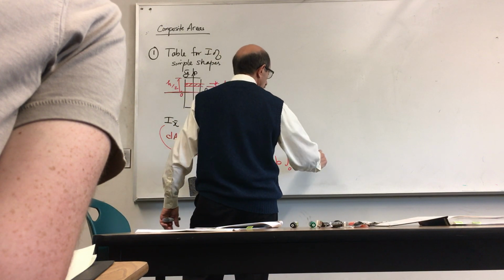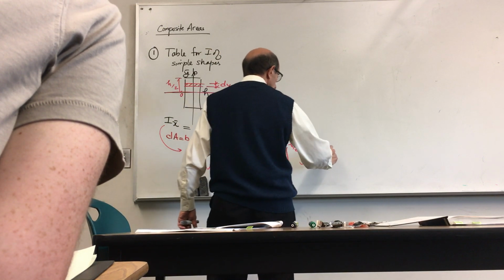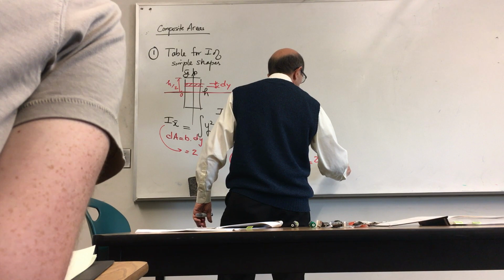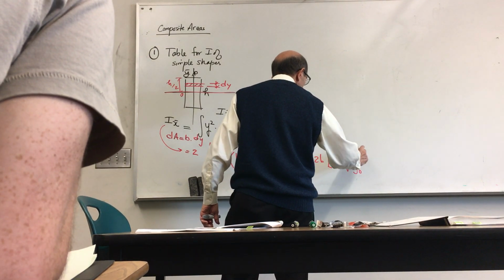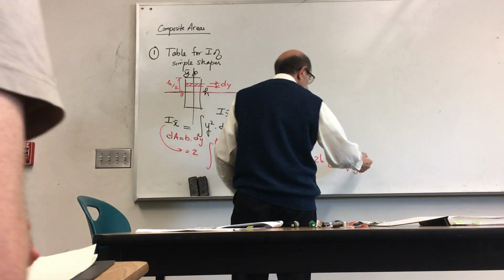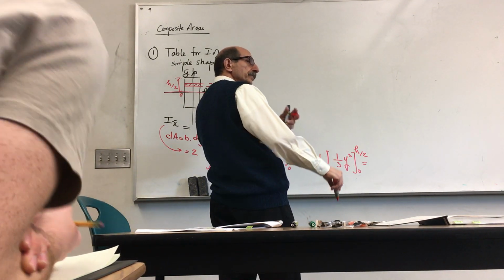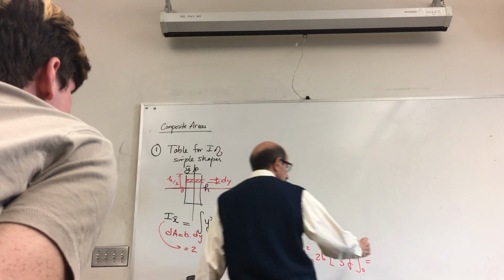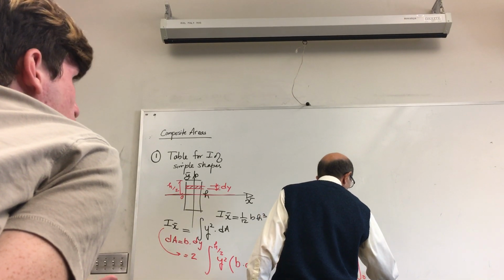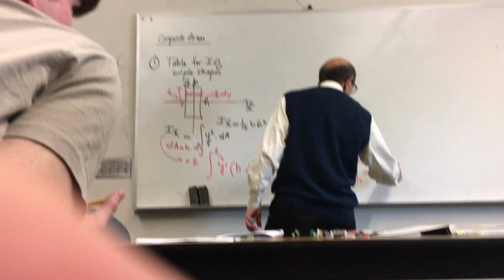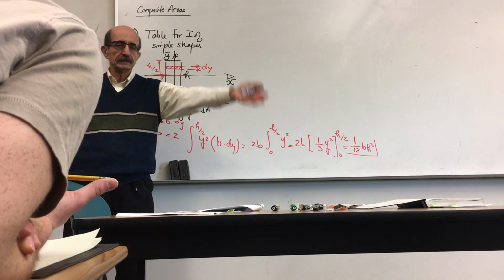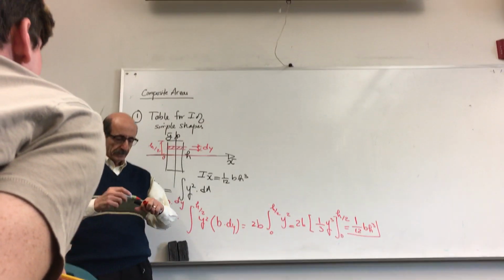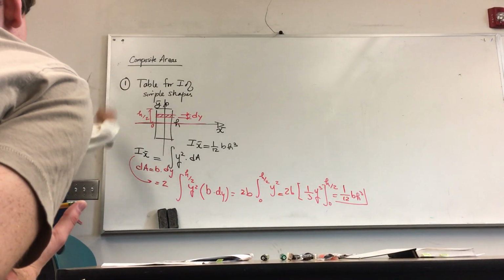And if you substitute that, you get 2b times 1/3 of y cubed going from 0 to h over 2. So if you substitute for y and simplify it, you will get 1/12 bh cubed. That's how that value is found and tabulated in the book. And they've done it for all those shapes. So that's the first thing you need to know.